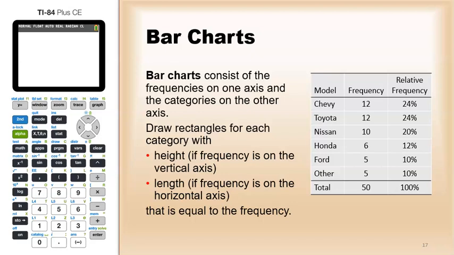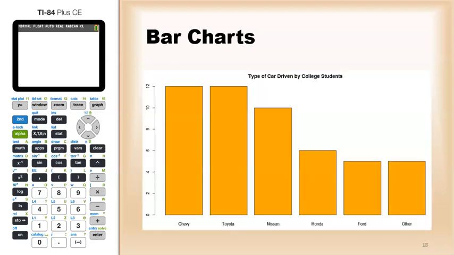Here's an example for that type of cars. Again, if you look at it, you can see the Chevy and Toyota have the tallest bars. They go up to 12 because they were the most frequently occurring category. And it goes on down: Nissan, Honda, Ford, and other.